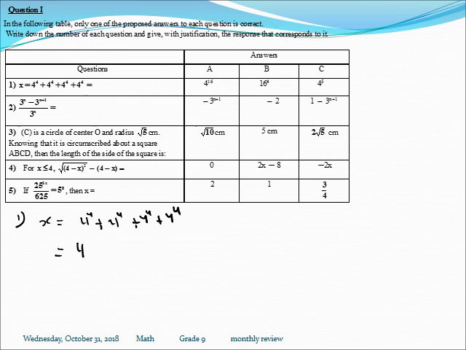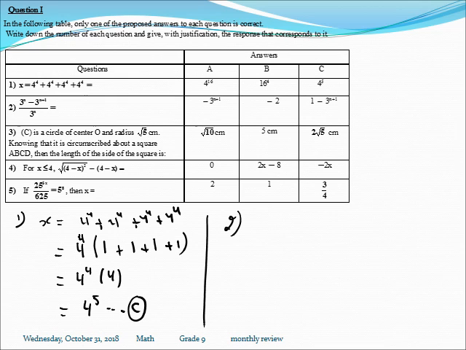Take a common factor 4^4. So 4^4 remains, 1 + 1 + 1 + 1, equal to 4^4 times 4. 4^4 times 4 is 4^5. So the correct answer is C.